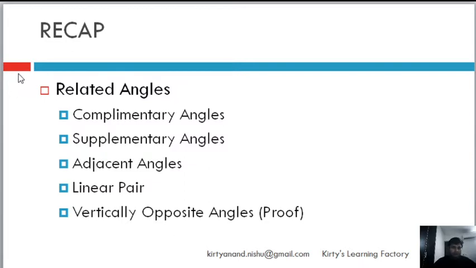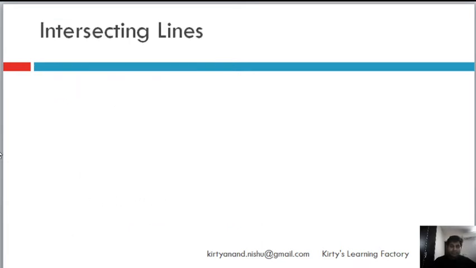We learned about complementary angles, supplementary angles, adjacent angles, linear pair, vertically opposite angles. We also learned that the vertically opposite angles when two lines intersect, they are equal to each other. And not just that, we also learned how to prove it using linear pair. Yeah, and we were able to understand that. Now today we are going to learn intersecting lines.